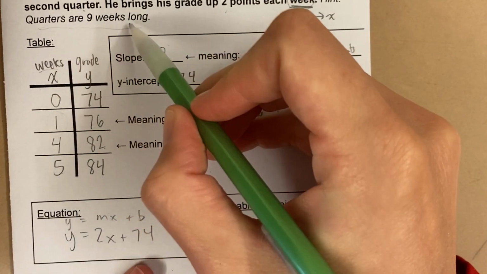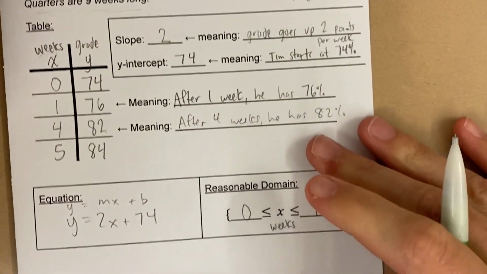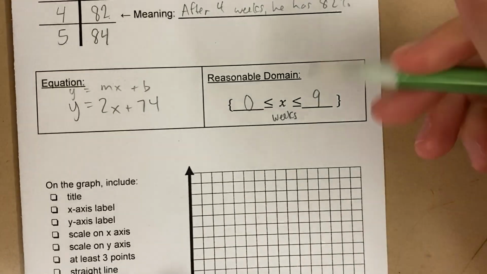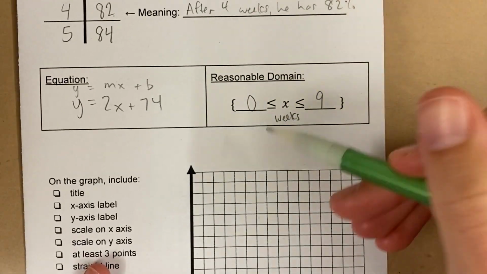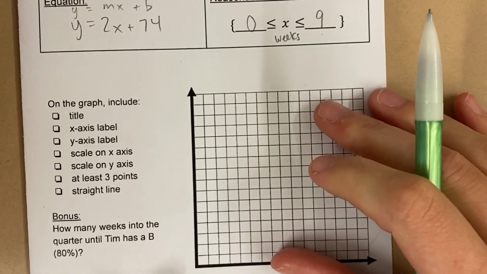So it says hint, quarters are 9 weeks long. So he can only bring his grade up for 9 weeks. He can't just keep bringing it up forever, right? So that's our domain, right? We can't just keep going after 9 weeks. We have to stop at 9 weeks because his grade won't just keep coming up.